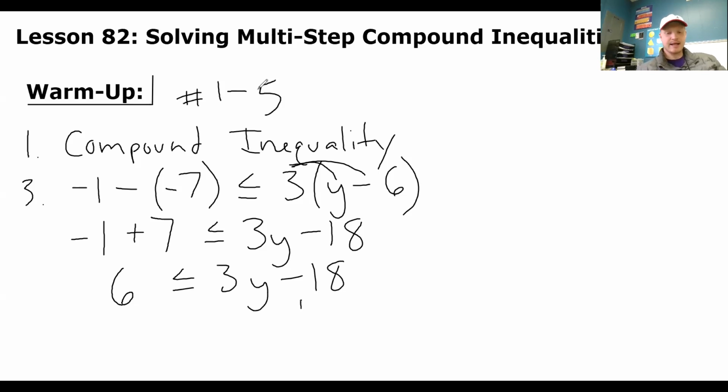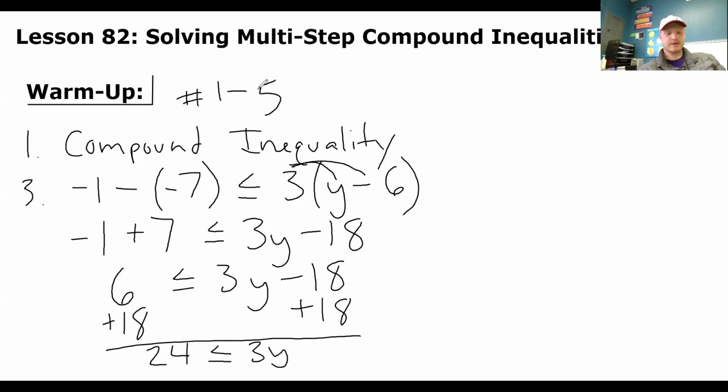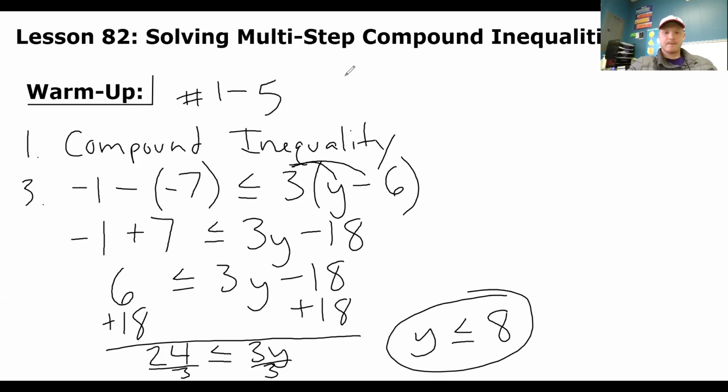So I'm going to add 18 to both sides, adding my like terms. I am going to end up getting 24, so 6 plus 18, that's going to be 24 there, which is less than or equal to 3y. Then divide by 3 to both sides, and we get y is less than or equal to 8. That would be our answer there.